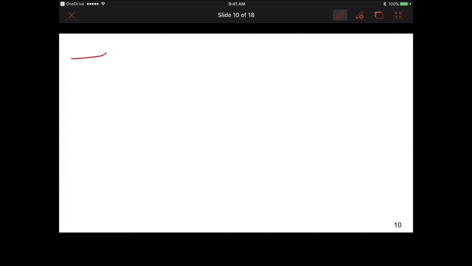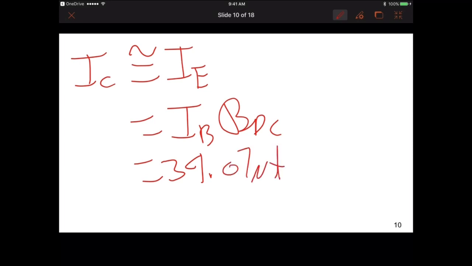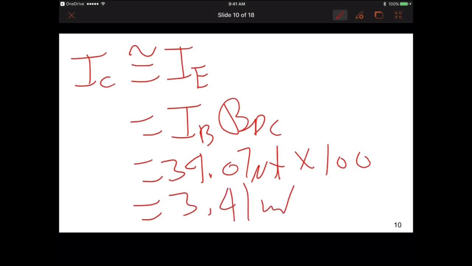Of course, then IC, which is virtually equal to IE, equals IB times the DC beta. So that equals 34.07 microamps times 100, which equals approximately 3.41 milliamps for the collector.